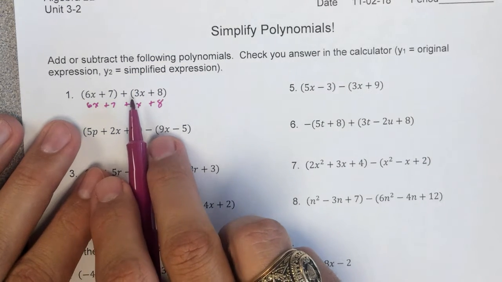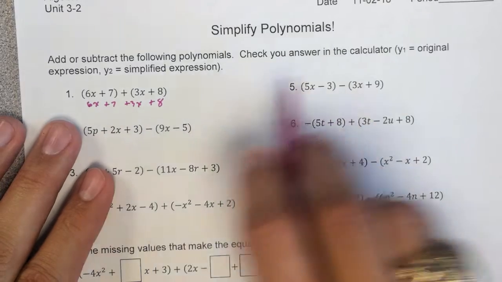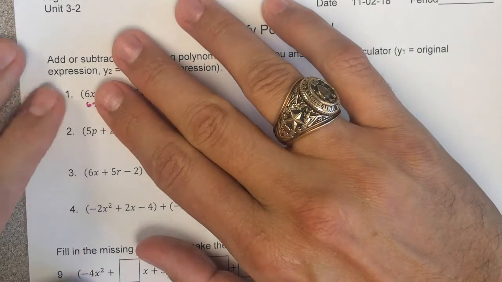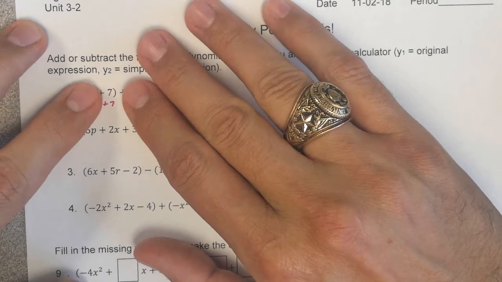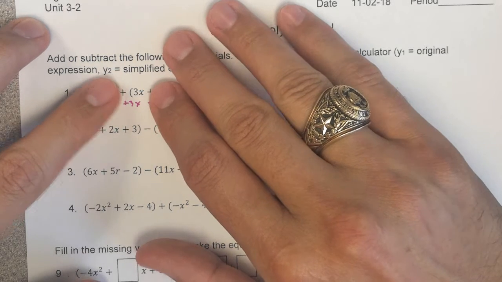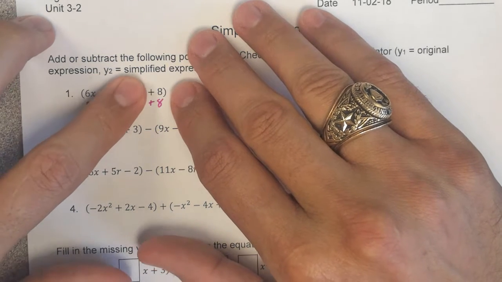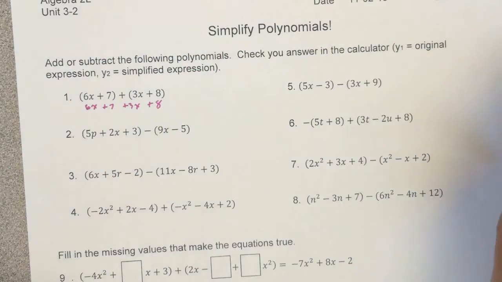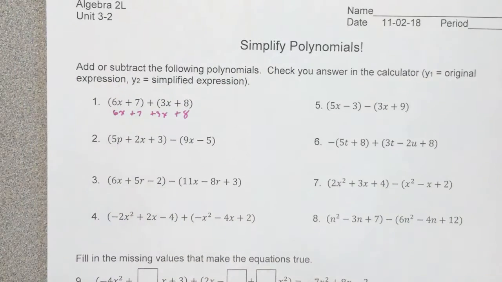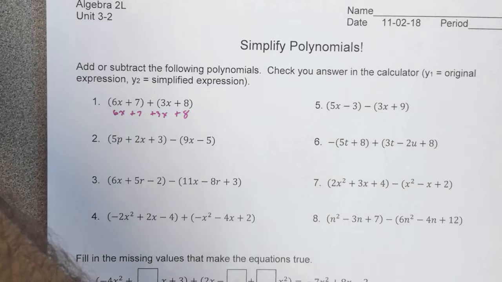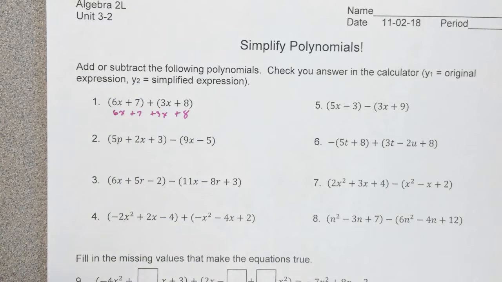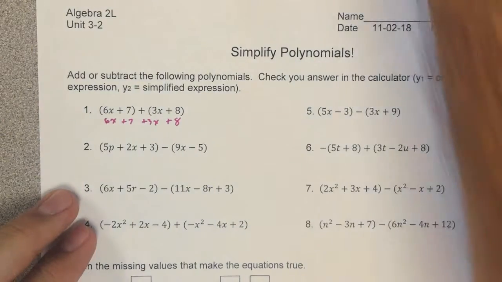You'll notice here that I didn't change any of the values. That term is still 6x, that term is still 7, that term is still 3x, that term is still 8. They're all the same terms. Adding them together didn't change each of those values. What we're going to look for now is like terms.